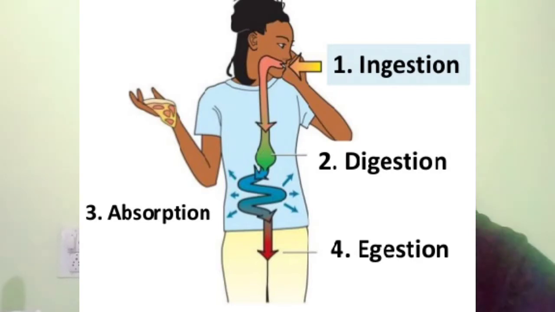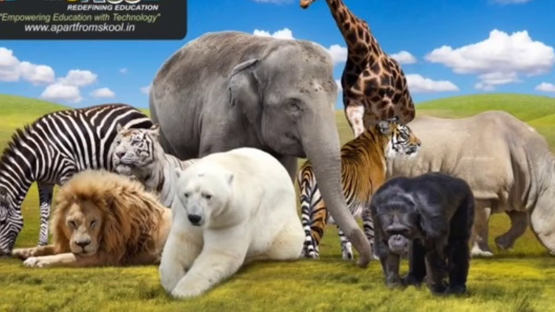Egestion means removal of waste products and undigested food from the body. The undigested part of food is there in our body, and it gets expelled by our body. We remove this waste from our body; it is called egestion. Swallowing means chewing with the help of our teeth, and we convert that food into a soft ball. Sucking means absorbing.